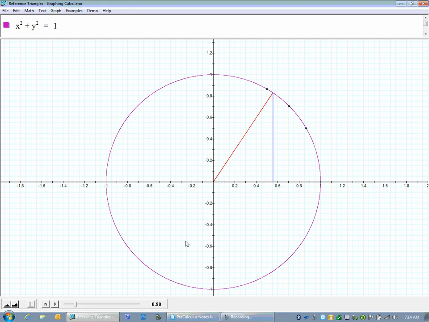So if we look at a unit circle, such as this one here, then the input to the sine function, we'll talk about the sine function first, the input is going to be the angle. So you can see as I open up my terminal side here, the positive x-axis will be the initial side, this will be our terminal side, and this will be our angle theta.